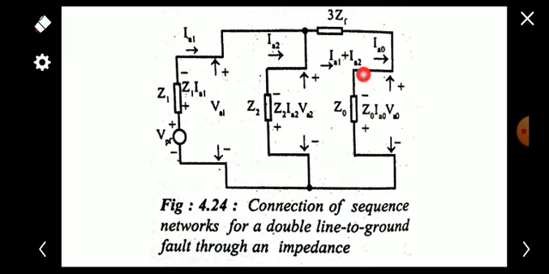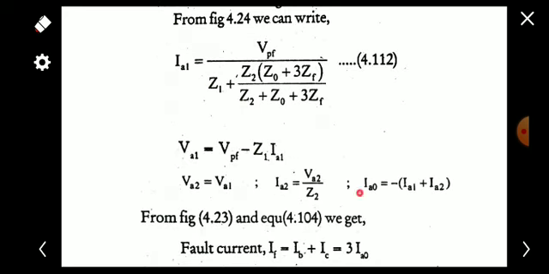And the value of IA0 will be minus of IA1 plus IA2. IA1 and IA2 are flowing like this, and IA0 is in this direction. So IA0 will be minus of IA1 plus IA2. So those are the equations, and the fault current IF will be equal to IB plus IC, 3 into IA0. I hope the expression is clear. So thank you.